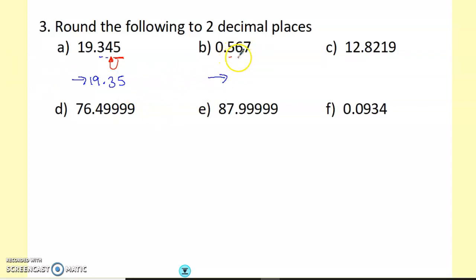B, 0.567. I want the third number. I want 2 numbers after the point. This is my deciding one. It's a 7. It's bigger than 5. So it's going to round up. So that's going to become 0.57. C, 12.8219. Third number after the point is a 1. So that is going to stay as a 2. So we get 12.82.